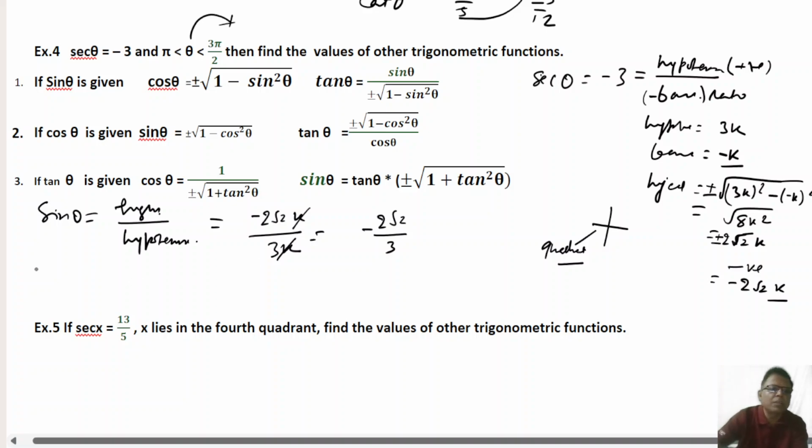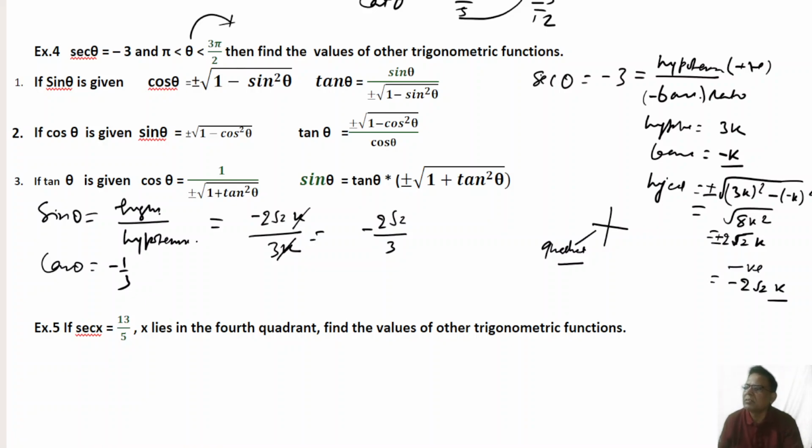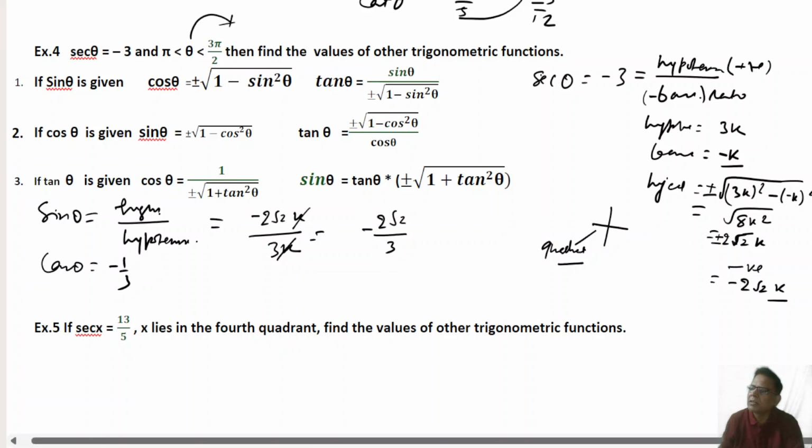Then what is the cos theta? Cos theta is just the reciprocal of sec theta. So cos theta is equal to minus 1 by 3. Simple. This is all simple. You need not worry about that. So cos theta, sin theta.